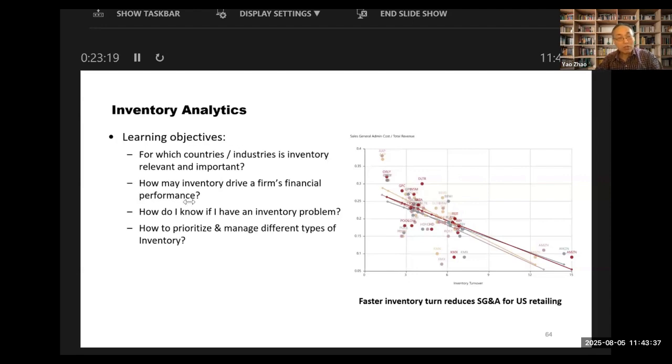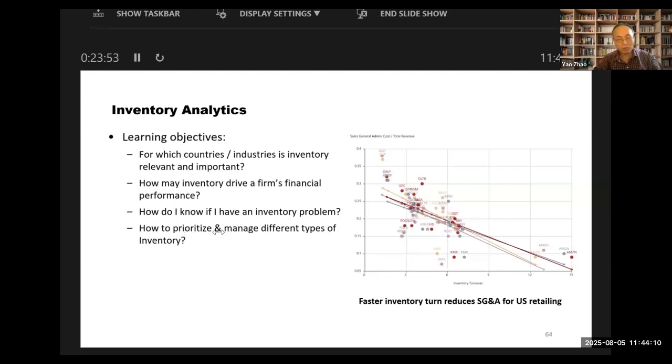The second question is how may inventory drive a company's financial performance. Does it really matter? When we make improvement in inventories, does it really matter? We have to know this. And of course, how do I know if I have an inventory problem? We may not have an inventory problem because we may already be at or close to optimal, so there's very little room for improvement. It's possible. How do we know? And of course, how to prioritize and manage different types of inventories.